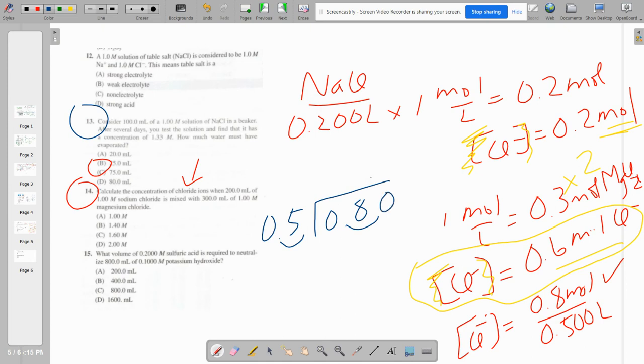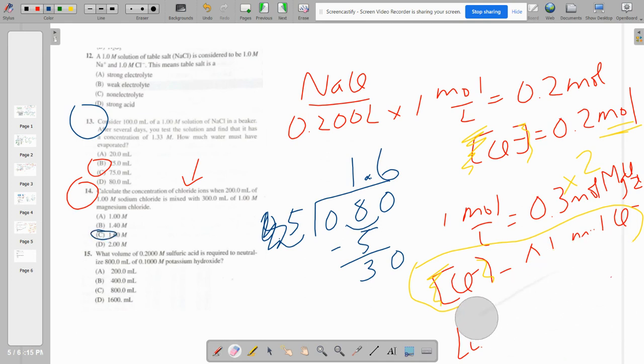How many times does 5 go into 8? Once. 1 times 5 is 5, subtract from 8, that's 3. Bring down that 0, now we've got 30. How many times does 5 go into 30? 6. Whew, sorry. So 1.6 is your best answer. And folks, with a little practice, I promise you that basic division and basic multiplication will come back to you, so don't hesitate to go old school like that. Good? Alrighty. So that was number 14. The answer is C.